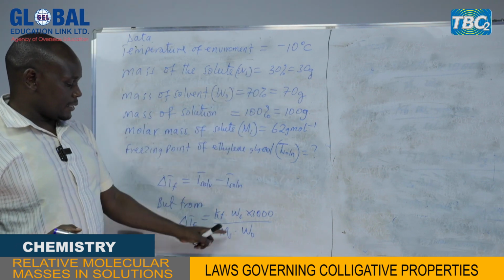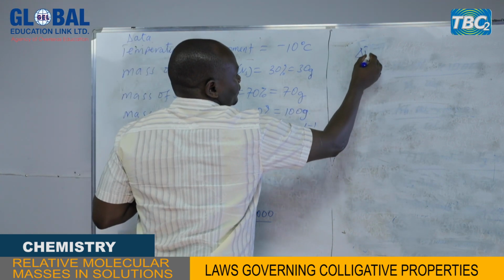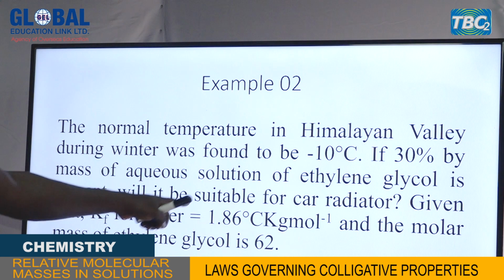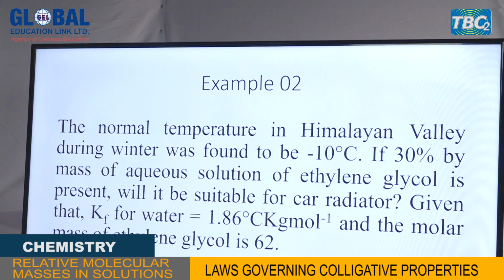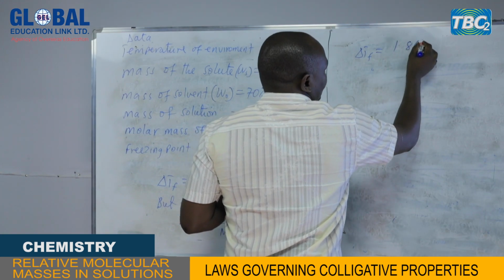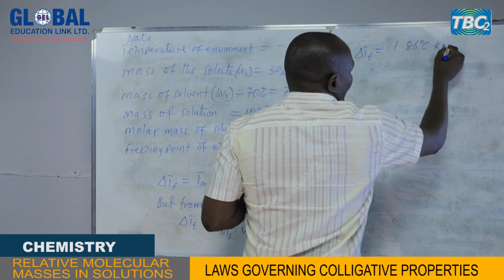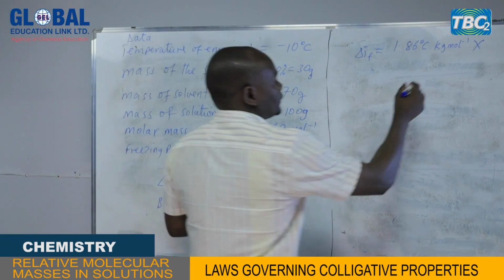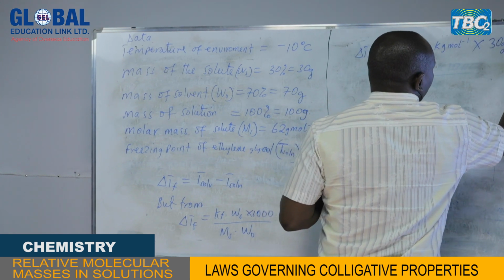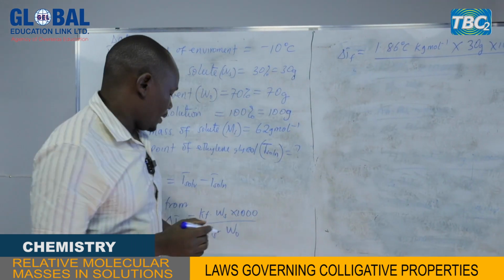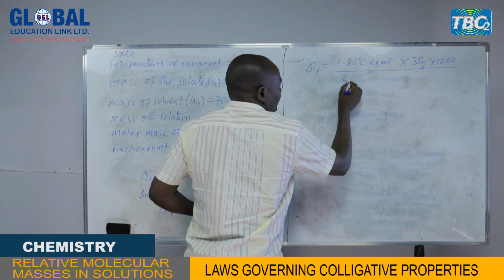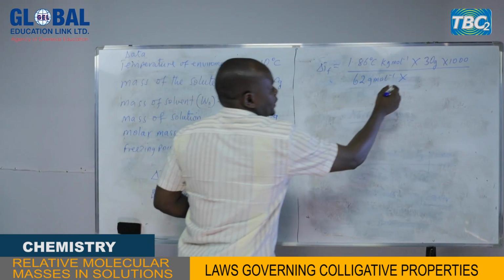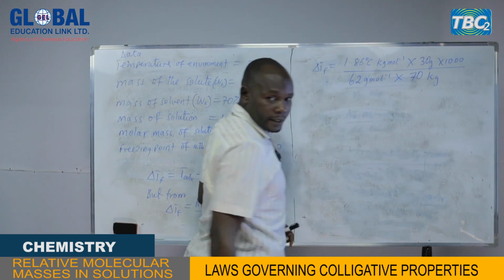So now if we substitute our data, the change in Tf will be equal to Kf, which is 1.86 degree centigrade kilogram per mole, then times Ws, which is the mass of solute, and it is 30 gram, then times 1,000, then divide by molar mass of solute, which is 62 gram per mole, then times the mass of solvent, which is 70. Now this will be kilogram since we have divided it by 1,000.